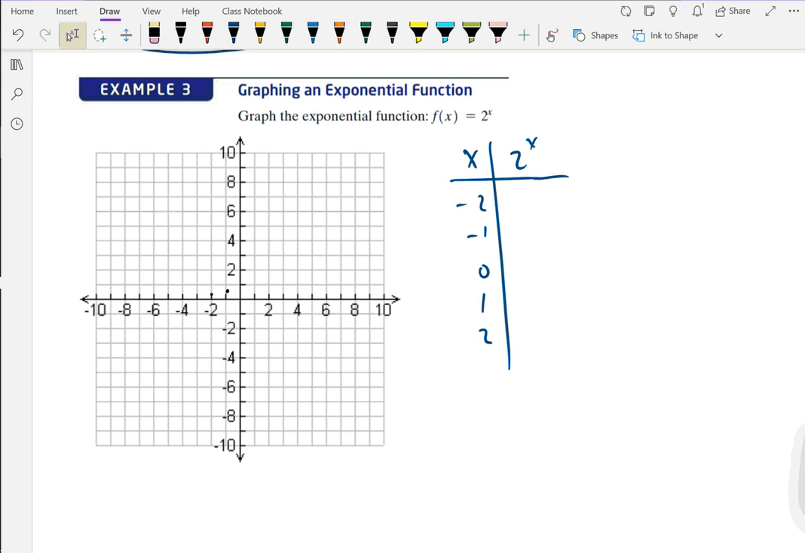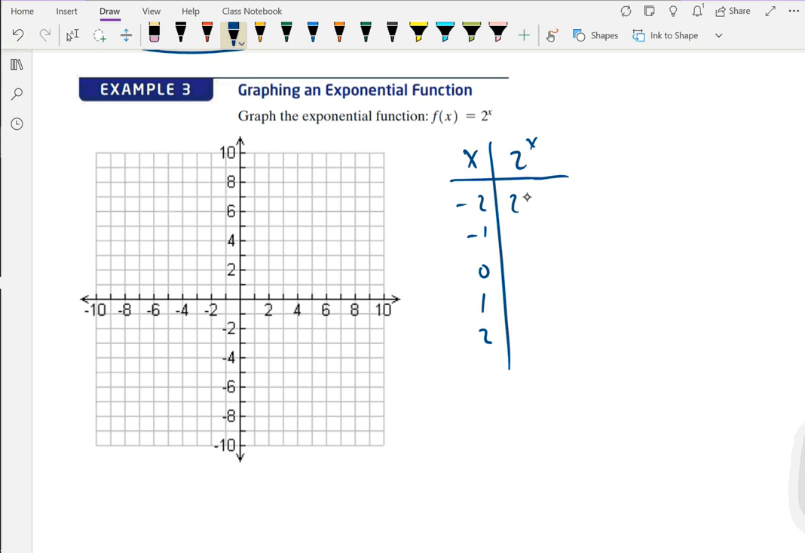Why do we choose these values? We tend to use these values for the simple reason that they are easy to use and easy to calculate. They are right next to our origin, so they fit on our grid well. So that's the reason why we choose these. Okay, so let's take a look at these values.